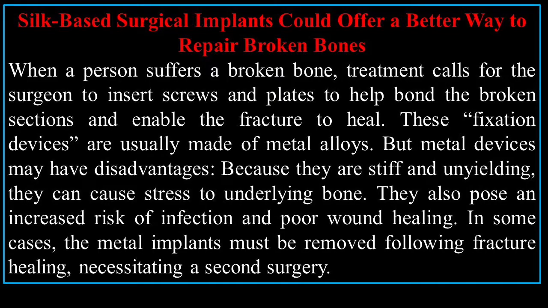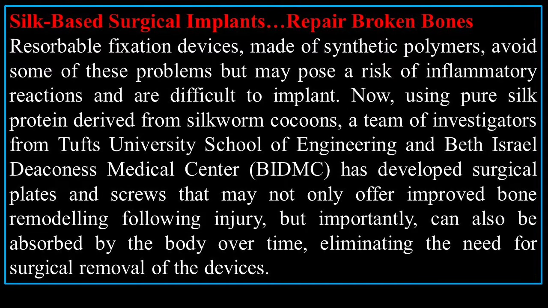Silk-based surgical implants could offer a better way to repair broken bones. When a person suffers a broken bone, treatment calls for the surgeon to insert screws and plates to help bond the broken section and enable the fracture to heal. These fixation devices are usually made of metal alloys, light metal alloys, such as titanium. But metal devices may have disadvantages. Because they are stiff and unyielding, they can cause stress to underlying bone. They also pose an increased risk of infection and poor wound healing. In some cases, the metal implants must be removed following fracture healing, necessitating a second surgery.